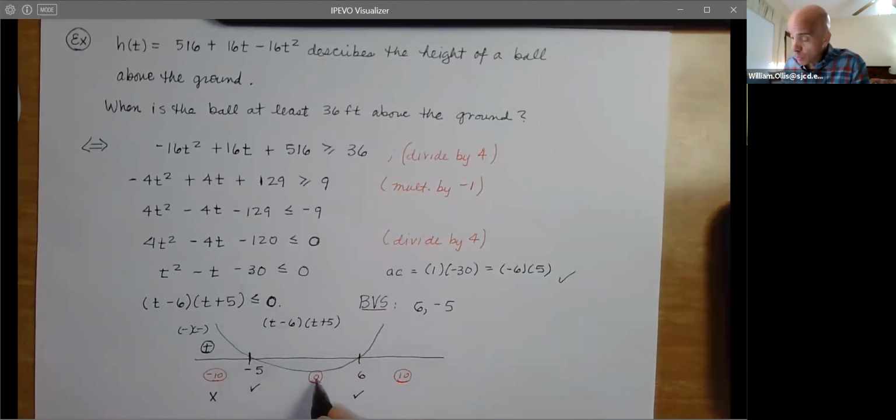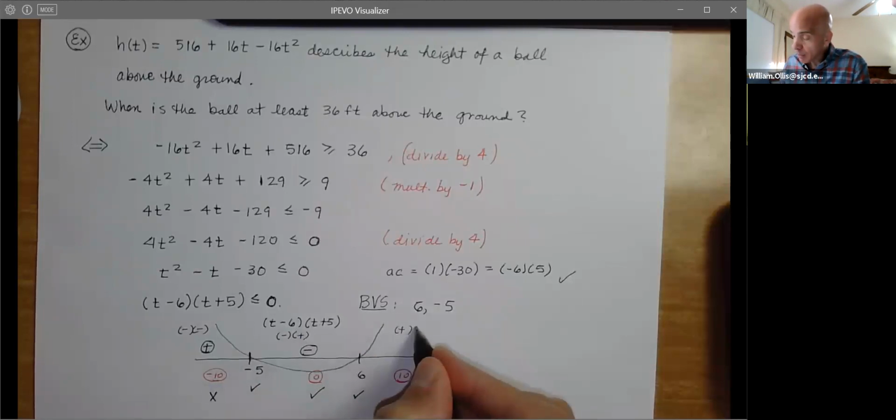Now here, of course, we think we're going to get a check. So if we substitute 0, again, this factor is negative, but this factor is positive. Negative times a positive, negative. So that's good. We expected that. And then, of course, here we're going to get positive again if we substitute 10 into the first factor plus, and if we substitute 10 into the second factor plus.